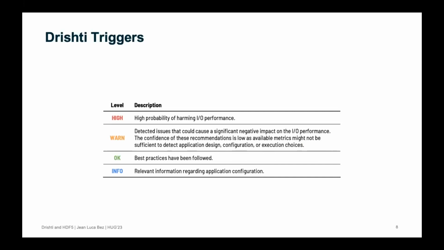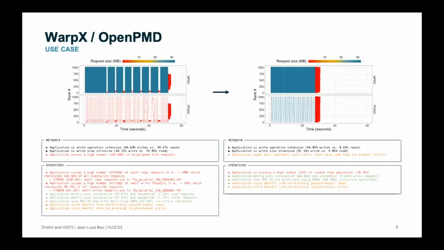So this is something you may consider: take a look and see, maybe this is actually impacting my application. Check if the best practices that come from what the community has seen over the years have been followed, or just relevant information in terms of how your application is actually issuing the requests.